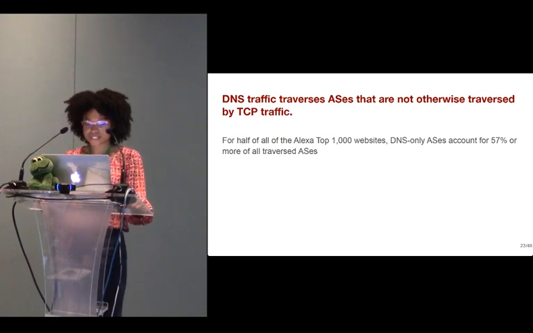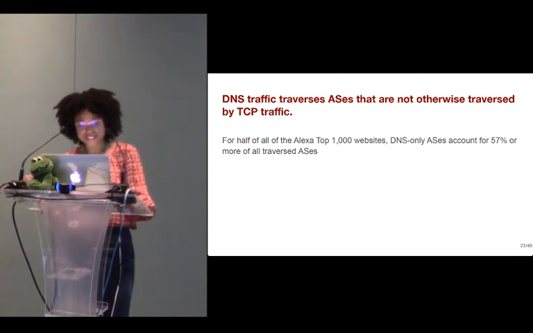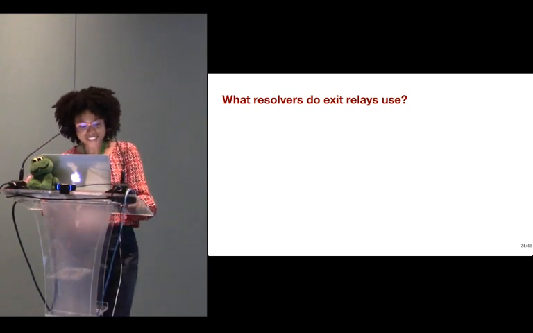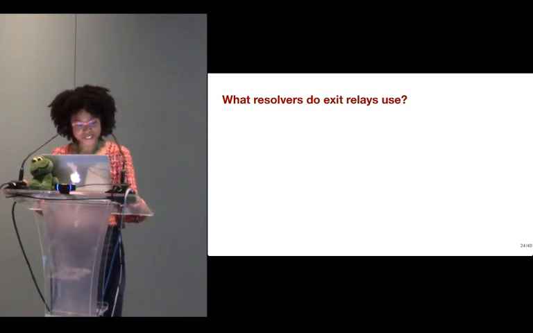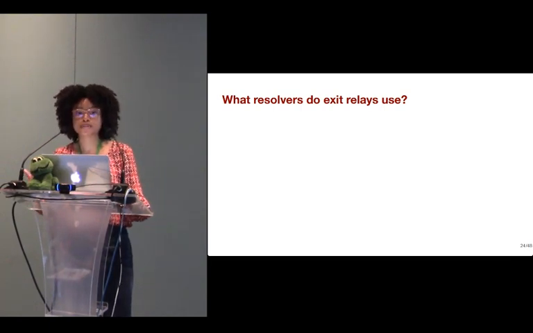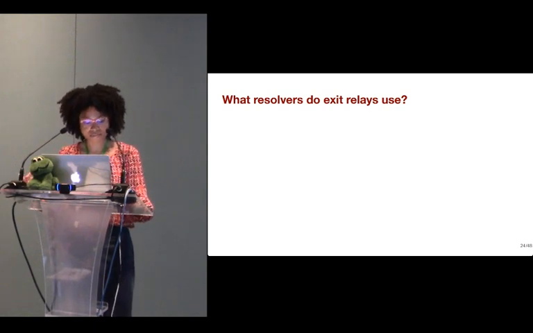We concluded from this experiment that DNS traffic is exposed to parts of the internet that subsequent web traffic is not, and this means that there's a class of adversary that we had been ignoring thus far. So now that we know that we should probably pay more attention to DNS resolution in Tor, the next question for us was to understand how exit relays are set up to perform DNS resolution.